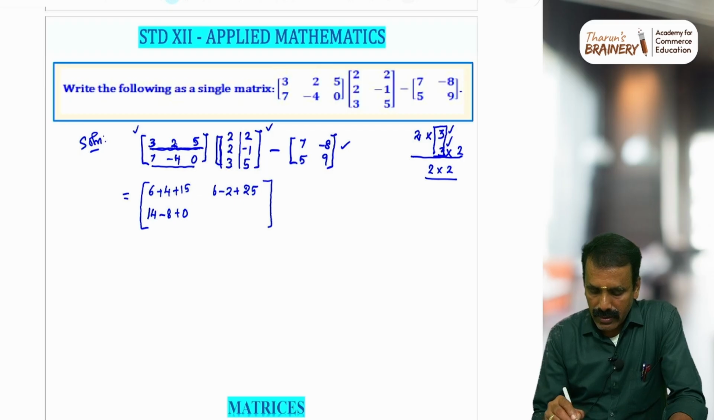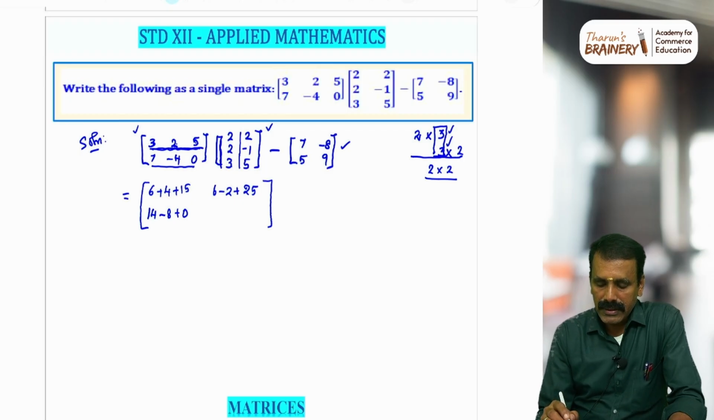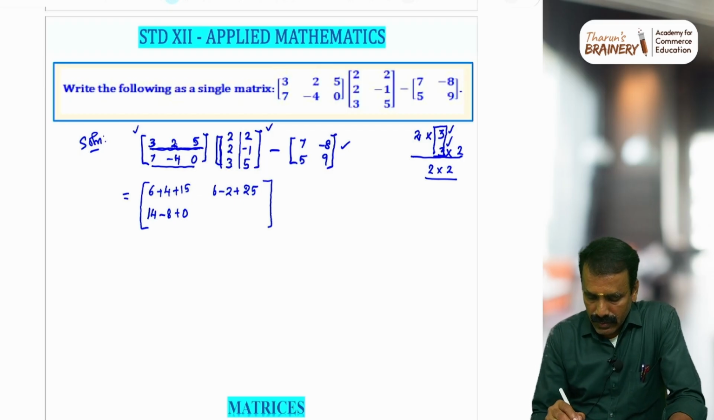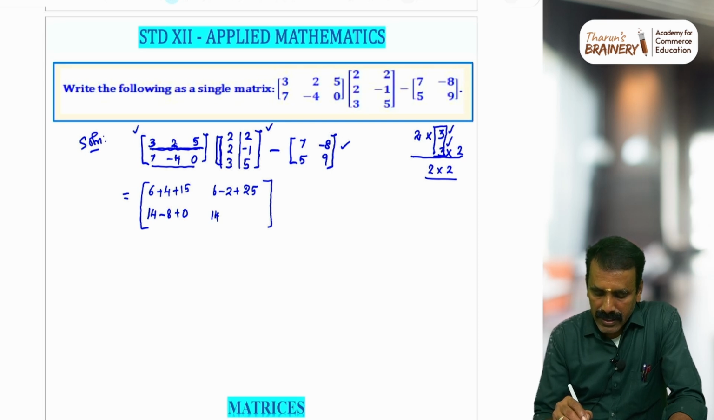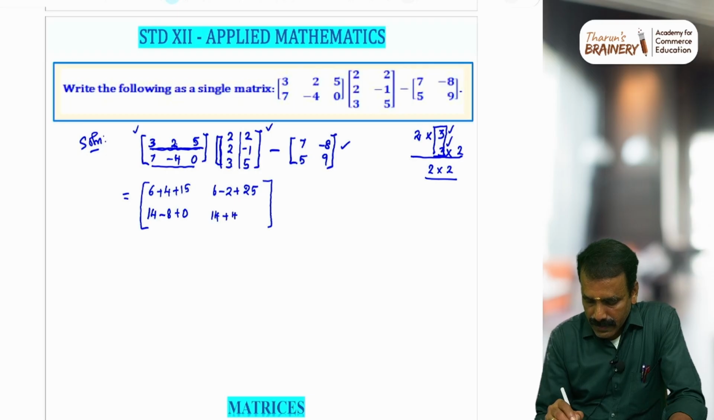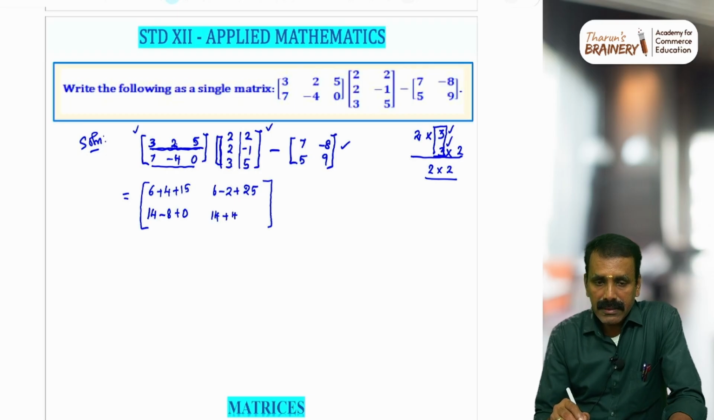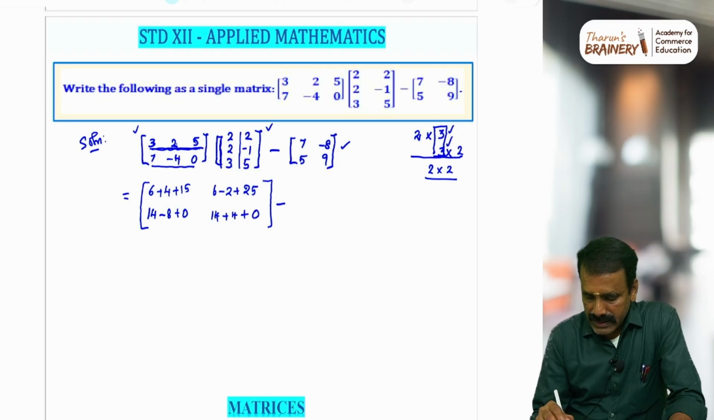Next we move on to second row with the second column. So 7 into 2, 14. Here second element is multiplied with second element, having minus symbol here. Here also the second element is going to have minus symbol. So minus 4 is multiplied with the minus 1. So it turns out to be plus 4. Next third element multiplied with the third element. So 0 into 5 it is 0. Minus 7 minus 8 5 9.